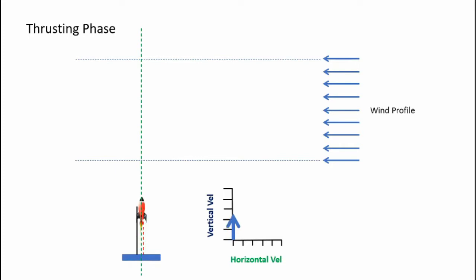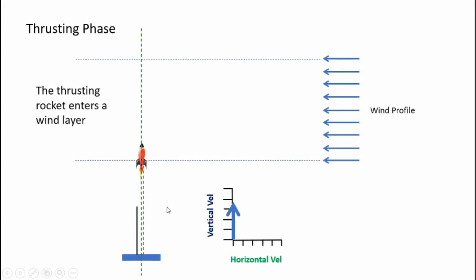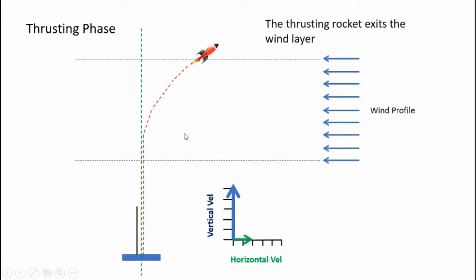As the rocket begins to thrust upwards, you'll see that the velocity vector in the vertical direction grows, but since the rocket's flying straight up, it has no horizontal velocity. That continues until the rocket hits the wind layer. Now, as the wind pushes on the fins, it will cause the rocket to pitch into the wind. You'll see the rocket continues to accelerate upwards, but also begins accelerating in the horizontal direction due to the pitching rocket. Now, the rocket will continue to pitch more and more into the wind until it leaves the wind layer.